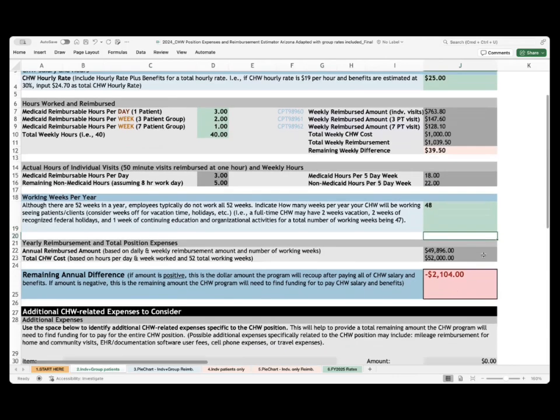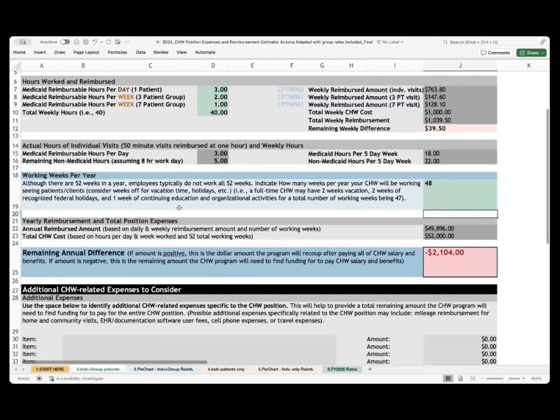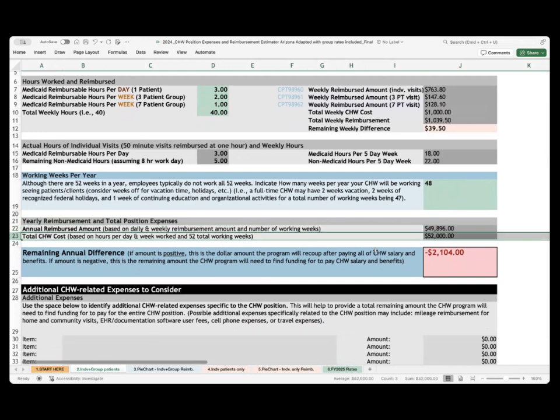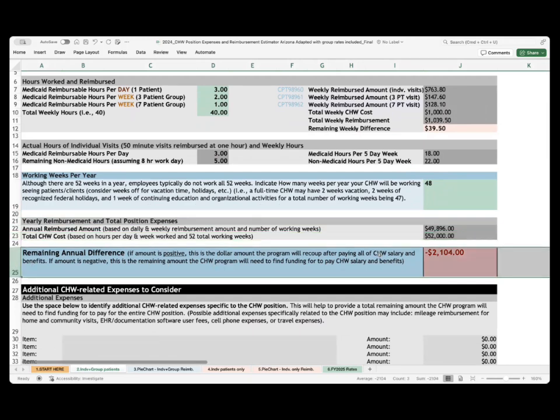And now we have all the boxes filled in. So we're looking at annual, so a yearly reimbursement and total physician expenses. Our annual reimbursed amount, based on those working weeks we put in, our 48 weeks, is $49,896 that could be reimbursed over the course of the year. And our total CHW cost is $52,000 a year. So here's our remaining difference.